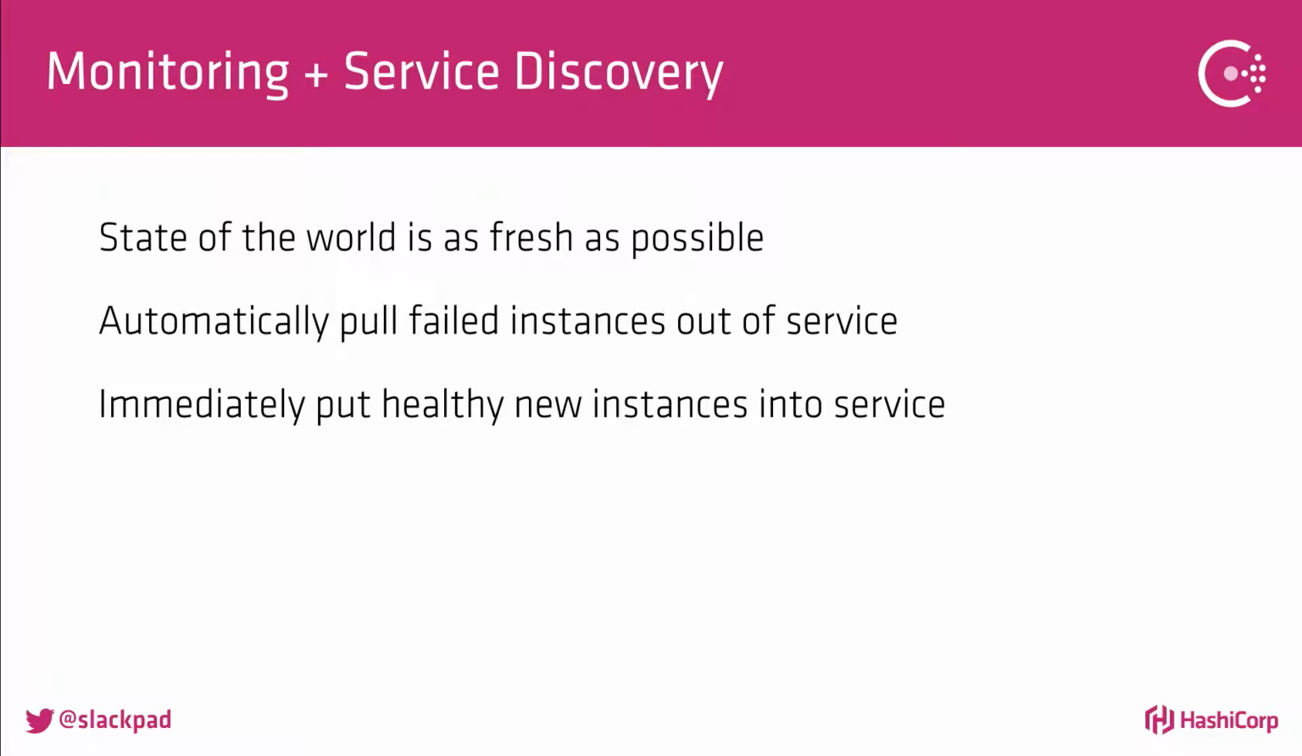You really want a fresh state of the world. You don't want a static catalog. If you just threw in the catalog information, and didn't have any health checks to close the loop, you might be sending your services off querying things that are no longer functioning. So by integrating those two, Consul can manage a view of the world that's as fresh as possible. It knows what's in service, what's not, and it can automatically pull them out of service.